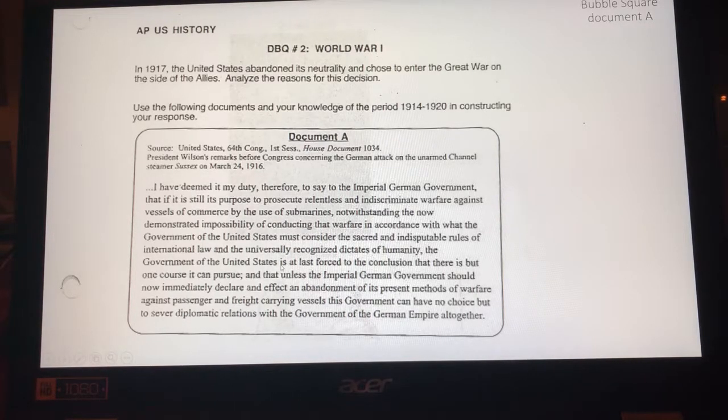The government of the United States has come, after a last effort, to the conclusion that there is but one course it can pursue: that unless the Imperial German government should now immediately declare and effect an abandonment of its present methods of warfare against passenger and freight-carrying vessels, this government can have no choice but to sever diplomatic relations with the government of the German Empire altogether. So basically this is a warning, right? If they don't stop attacking those ships, the U.S. has no choice but to stop relations with them.